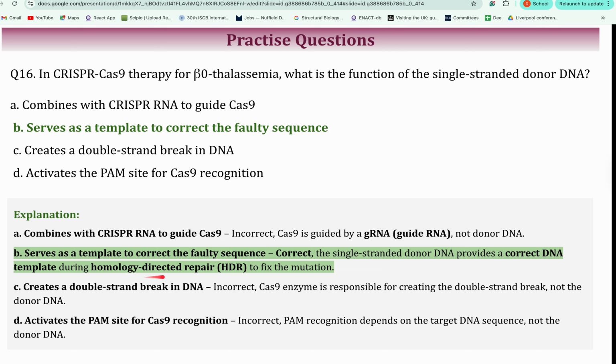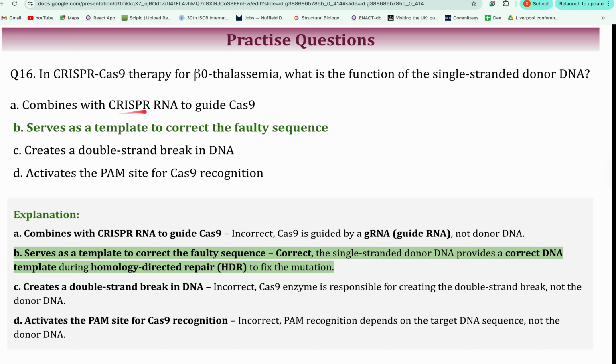So in this case, homology dependent repair gets active if we have the homologous DNA which is present. So in this case, we artificially provide a donor DNA sequence, which can act as a template to correct the faulty sequence. So recombination takes place at that site and we repair the faulty gene.